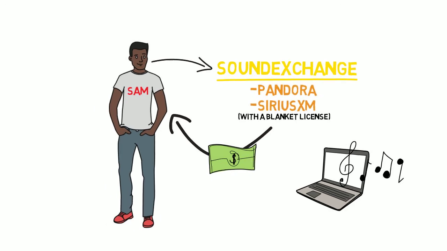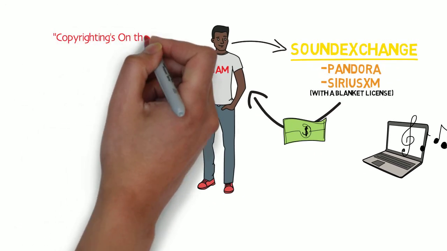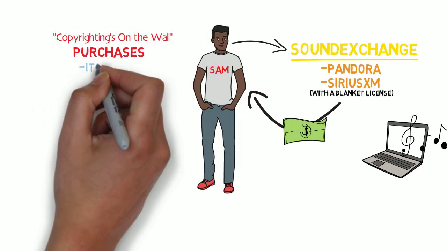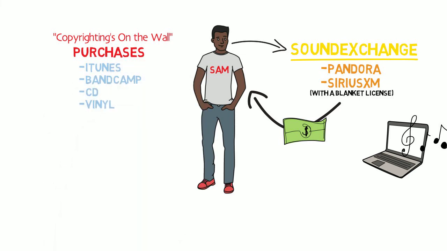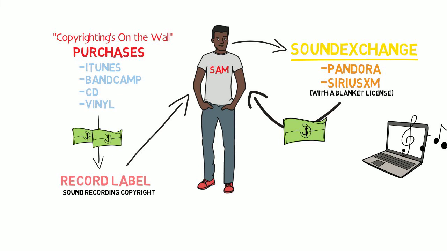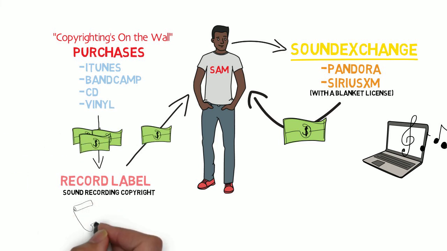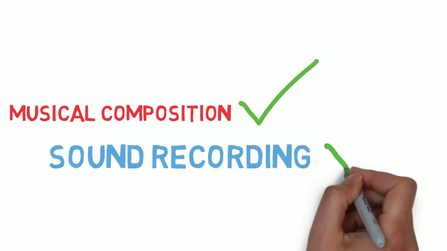Sam Singer also gets paid when his song, Copywriting's on the Wall, is sold through services like iTunes or Bandcamp, or on CD or vinyl. If Sam Singer released his single with a record label and not independently, his label might own the copyright and Sam would only be paid a portion of those sales. When you decide to work with a record label, it's important to read the small print in that record deal. And with that, we wrap up the sound recording copyright.